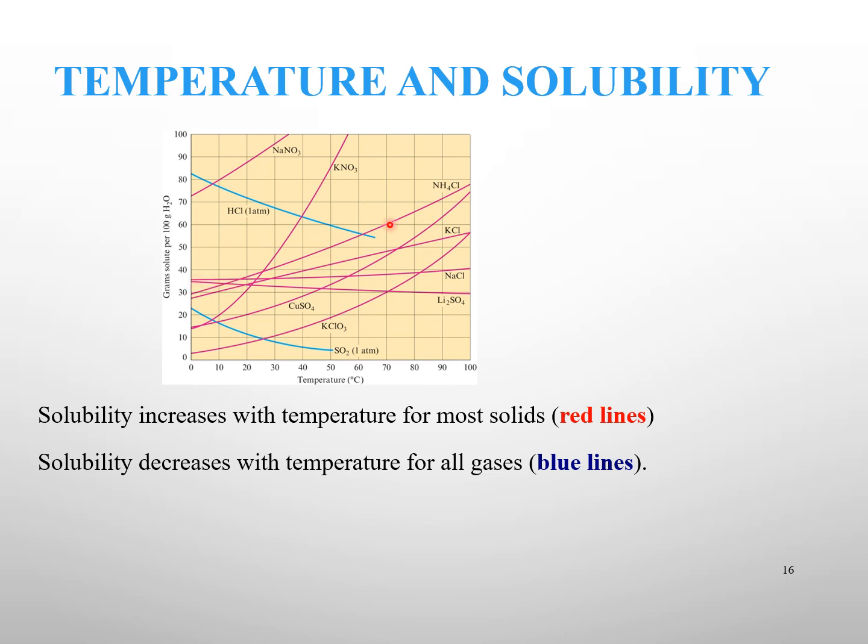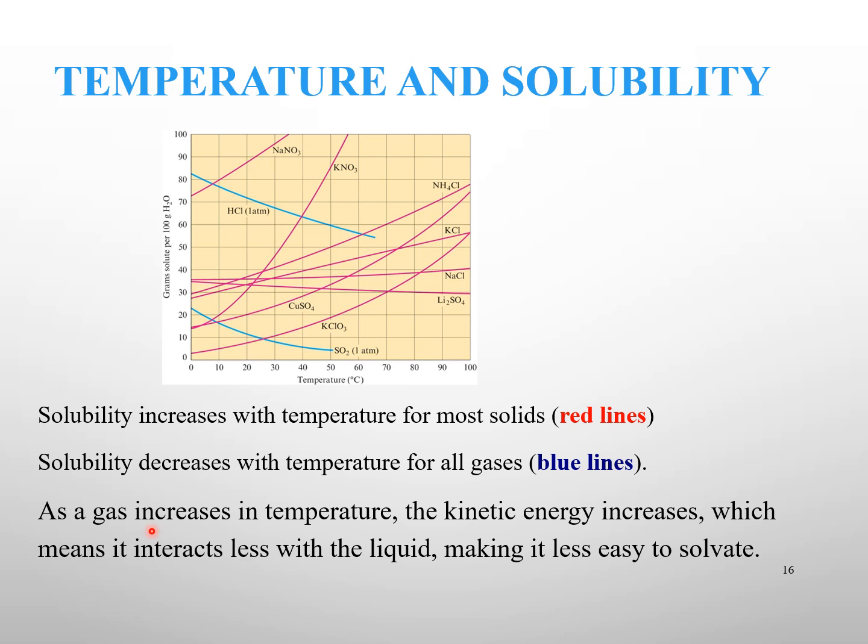The gases actually have the opposite effect. So you see the pink ones are solid, it goes up if you increase the temperature. But if you increase the temperature for the gas, the solubility goes down. Why? Because as you increase the temperature for gases, it gets hotter, so there's more energy for the gas molecules. The kinetic energy goes up, which means it interacts less with the liquid, and it's bouncing all over the place. It's hard to dissolve it. It prefers to break free into the gas form away from the liquid.